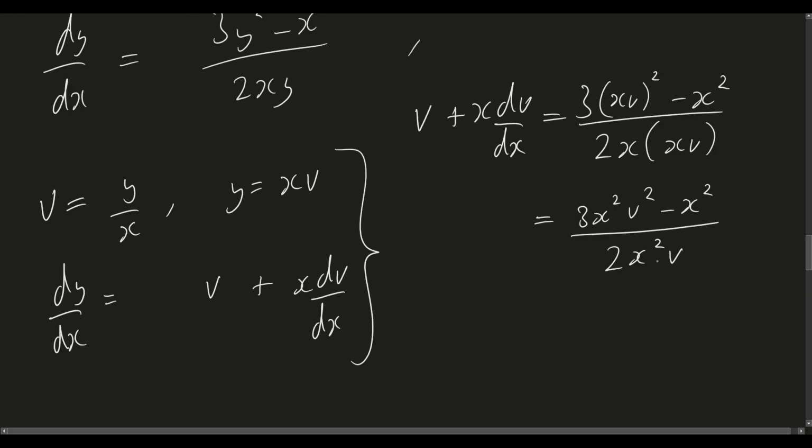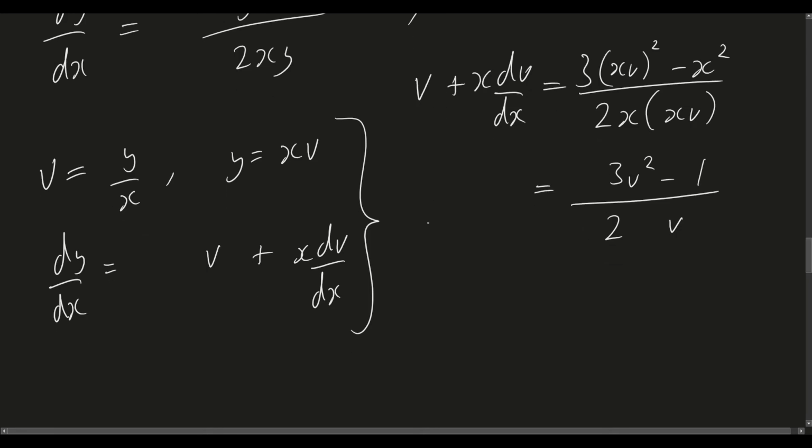Okay, so what we can see right away, and hopefully it's fairly obvious, is that we actually have a factor of x squared that we can take right out of this whole equation. And what we're left with is simply 3v squared minus 1 over 2v. So now it's looking a lot more manageable for us to actually work with.